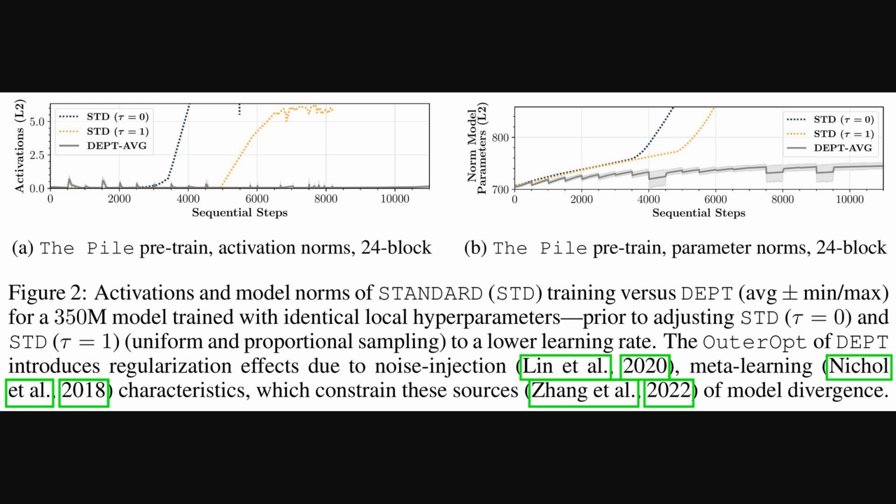Okay, so those tables showed the efficiency benefits. Now, this figure highlights another key advantage: robustness. It plots the activation norms and model parameter norms during pre-training on the PILE dataset. Look how the standard training methods, STD, eventually diverge. Their norms just shoot up, but the DEPT method stays stable and low throughout. This really demonstrates how decoupling helps resist the negative interference and divergence issues when training on diverse data.